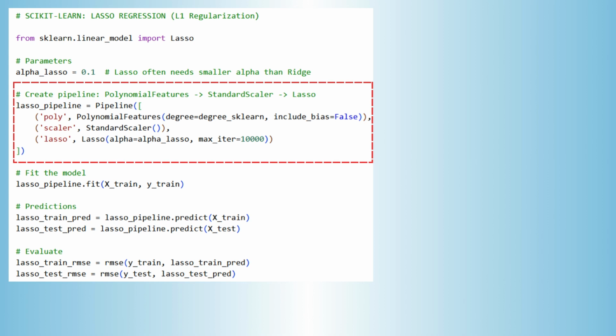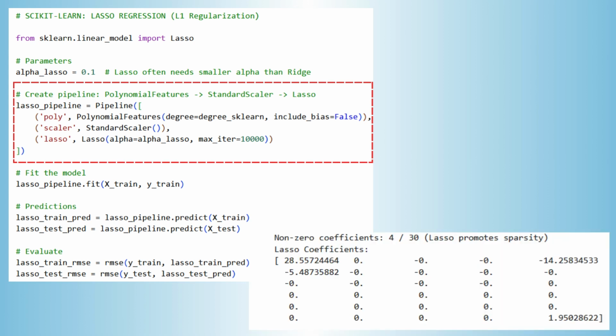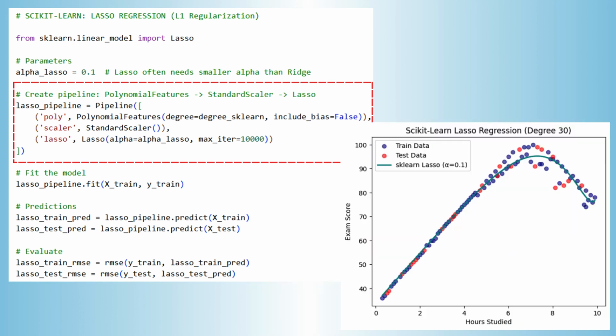Look at the weights. We have mostly zeros. Lasso looked at our 30 polynomial features, realized most were unnecessary and deleted them. It simplified our equation automatically. Let's visualize the Lasso curve. It creates a simple, robust model by selecting only the most important features.